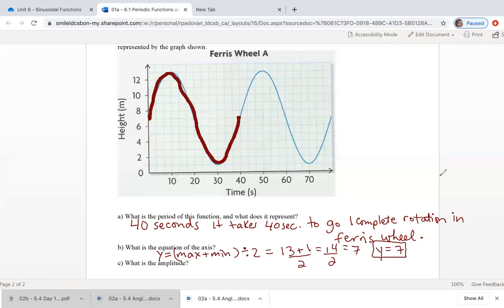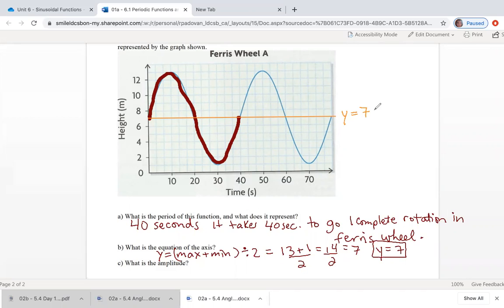And if we want to draw that in, here, change my color. I've got my equation of the axis right there. Okay, so there is my y equals 7. Okay, next question, what is the amplitude?